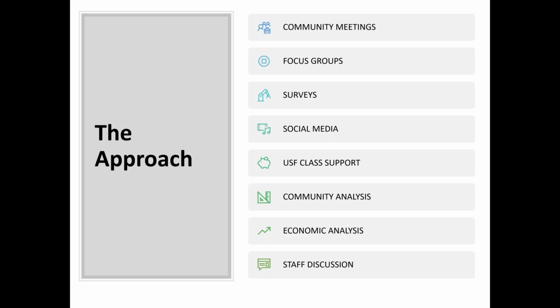So we're very excited to have them on board. And at one of the meetings, a couple of meetings coming up, you'll be able to see some of the work that they're going to produce.